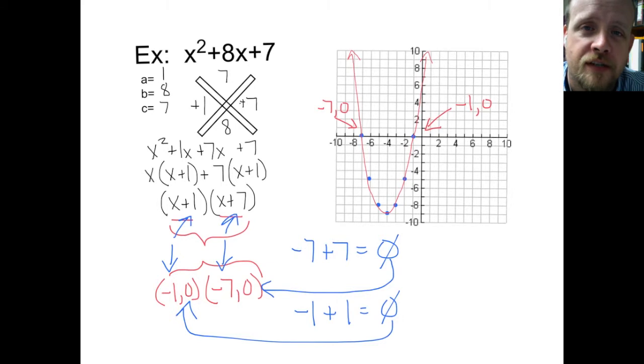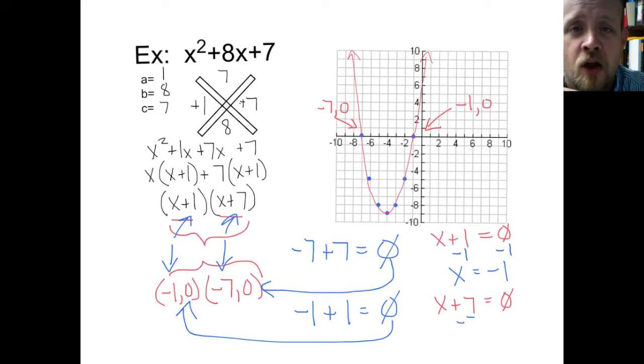So think about that word zeros. It's asking you, when does this graph equal 0? So if you take your individual factors, say x plus 1 and x plus 7, and set them equal to 0, that's telling you what happens. So let's solve those real quick. So x plus 1 equals 0. We subtract 1 from both sides. We get x equals -1. Let's subtract 7 from both sides. You get x equals -7.